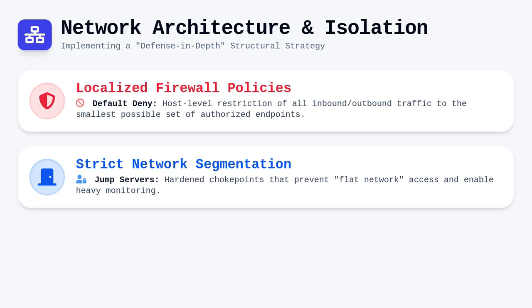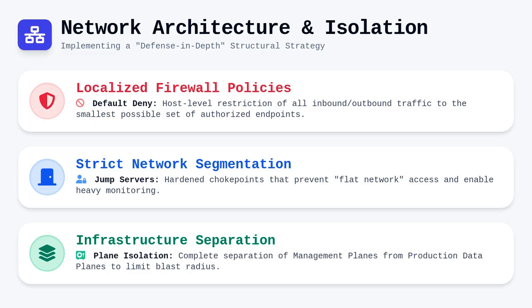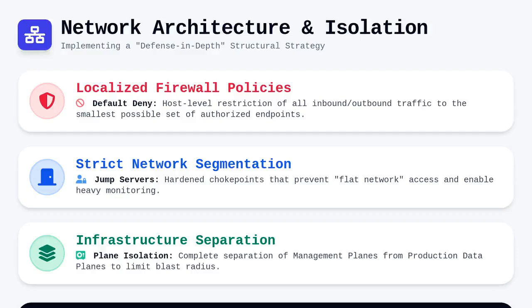Infrastructure separation is the architectural embodiment of the principle of least privilege, ensuring that management planes are isolated from production data planes. By enforcing these boundaries, we limit the blast radius significantly, even if a perimeter security control is bypassed. Think of this as defense in depth, where we assume the outer layers might fail, leaving the hardened inner core intact and unreachable from unauthorized sources.